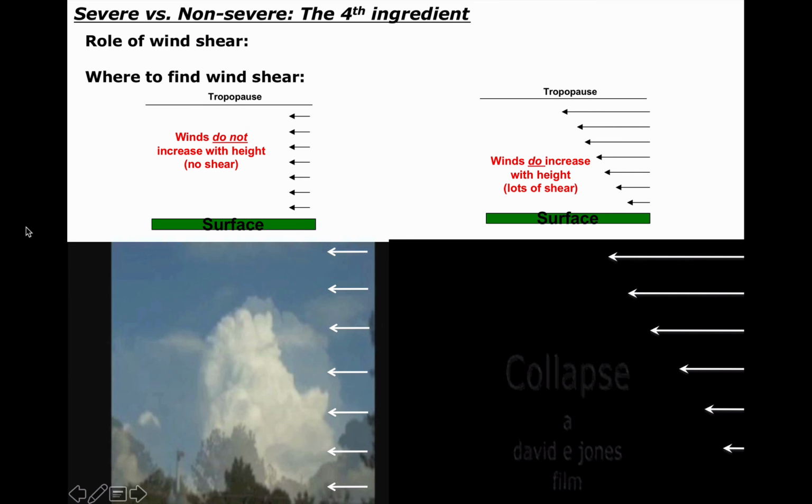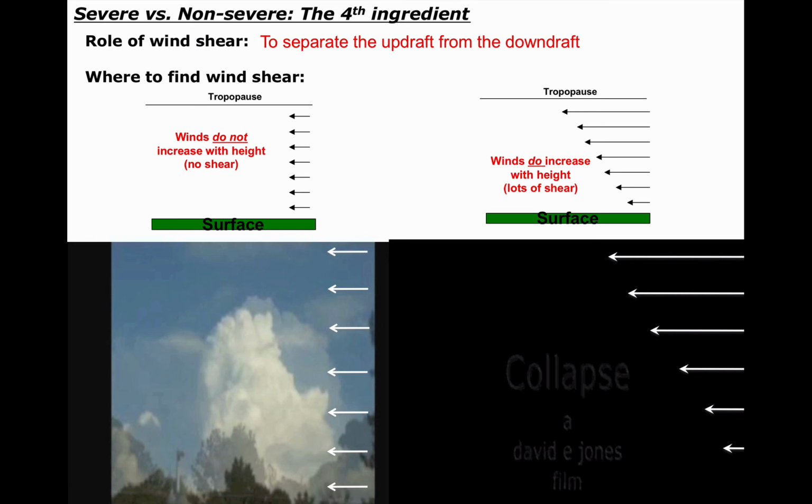So here's where we finish this long lecture. You got your first three ingredients. The atmosphere is unstable. We have plenty of moisture and a trigger mechanism. You want it to become severe? Add in wind shear. You see, wind shear is a change of wind speed and direction with height. Write that down with me, okay? It's a change of wind speed and direction with height. And wind shear will separate the updraft from the downdraft. Remember, when they're not separated, what goes up comes back down.